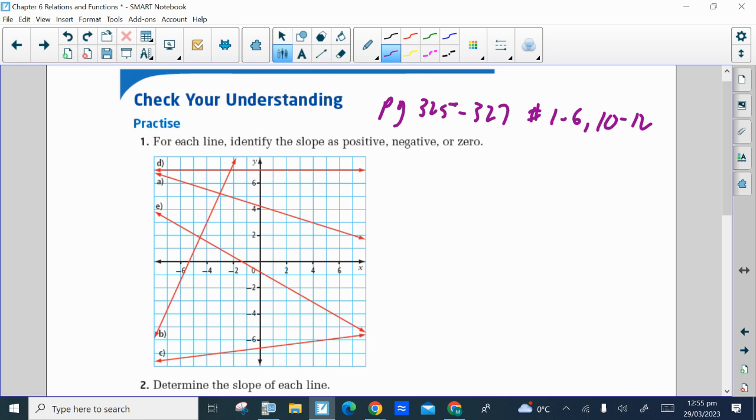Okay? So 325 to 327, what you should maybe be concentrating on is getting any of those other assignments done that you haven't handed in that count for marks. Everything's on PowerSchool, so you can look on there to see what you're missing.